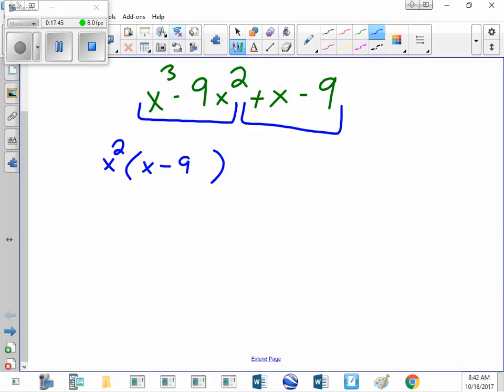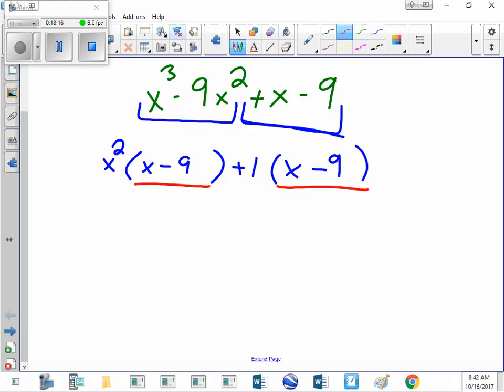Okay? And what do the next 2 share? Nothing, but we're going to pull out a 1, and you'll see why in a minute. If they have nothing in common, pull out a 1. So I'm going to write plus 1. If I take a 1 out, what's left? X minus 9. Now, when you get to this step, make sure that this matches that.